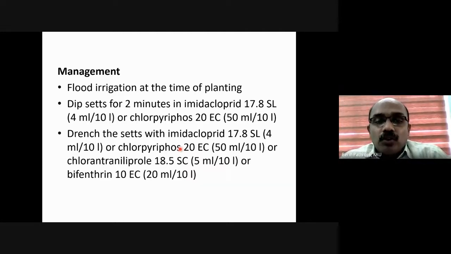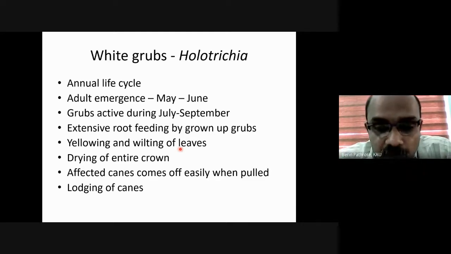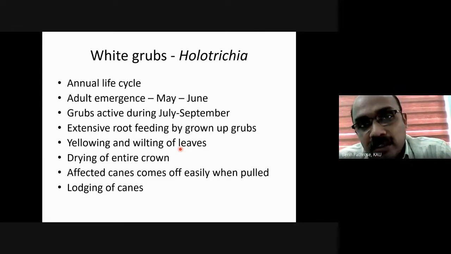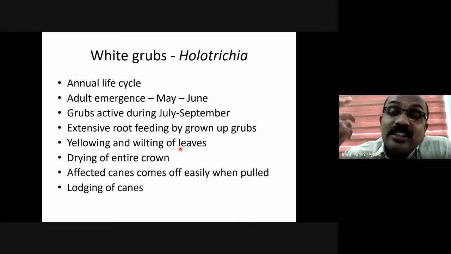Next, we will move on to another pest which we have studied earlier, that is white grub, Holotrichia consanguinea. This is a very common pest, white grub. I told you about the infestation of white grub in the Padanakad campus and all that we have discussed. So we have discussed its annual life cycle.